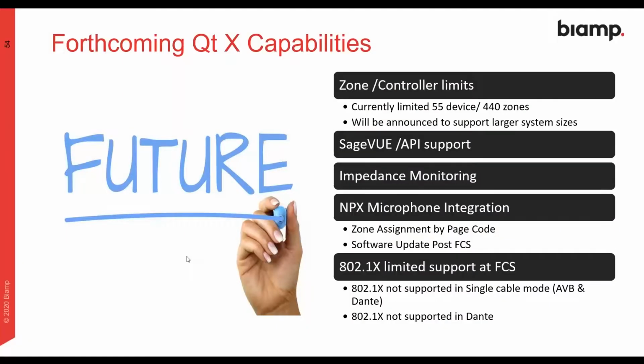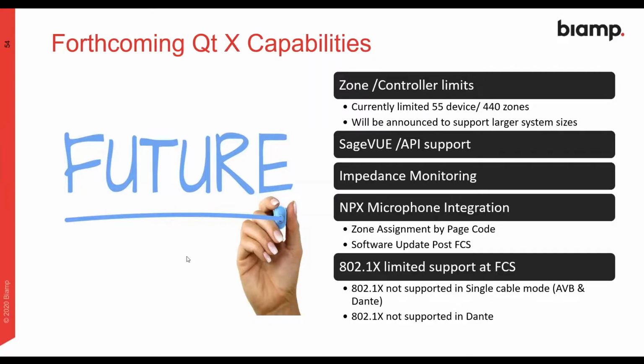All right, so as we're looking forward to the forthcoming QTX capabilities, at first customer release here in the next weeks where we're doing this full functionality, we're going to be limited to 55 devices in a system and 440 zones. We'll eventually support larger systems as we grow. We've already started testing larger systems, but we want to make sure the stability is very good across these devices and the shared resources across.